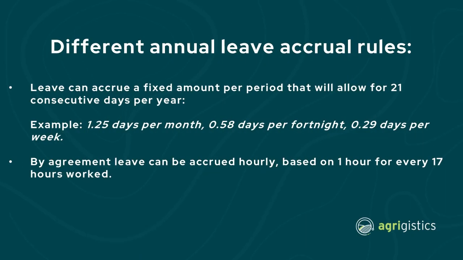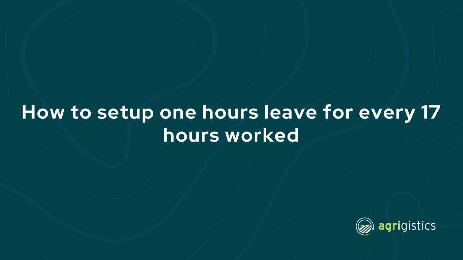In Agrigistics, we can set up your leave config based on a fixed amount per period principle or, by agreement, 1 hour of leave for every 17 hours worked. How to set up leave based on hourly accrual.